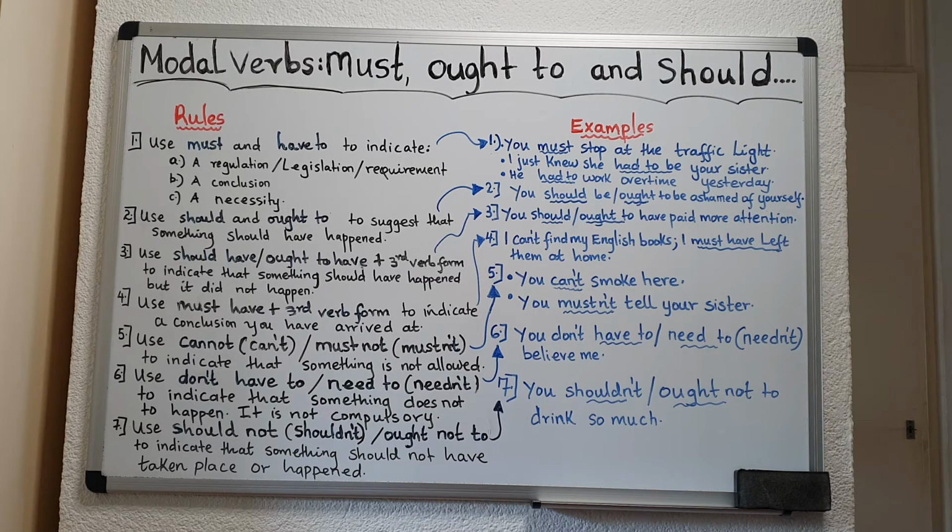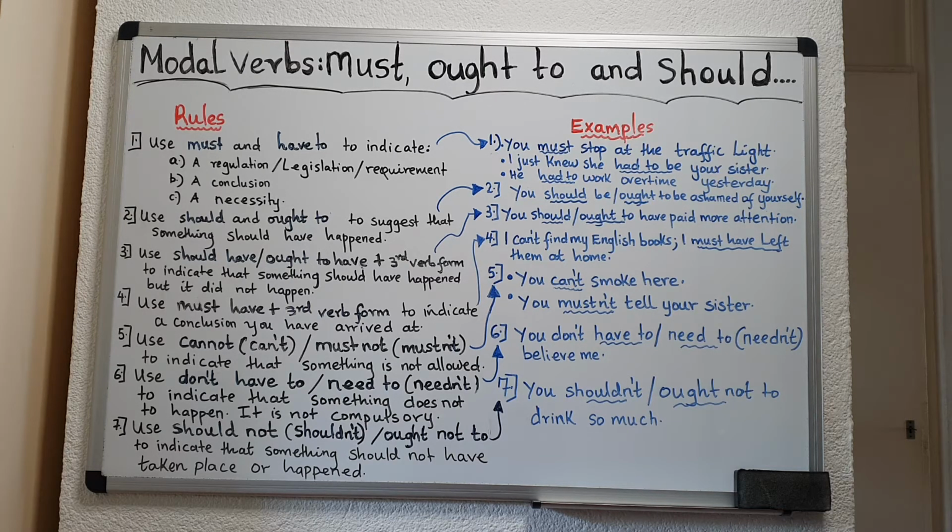Let us move on to rule number 2. Use should and ought to suggest that something should have happened. You want to make it very clear that something should have happened. Use should and ought to. So you can use should or you can use ought to.